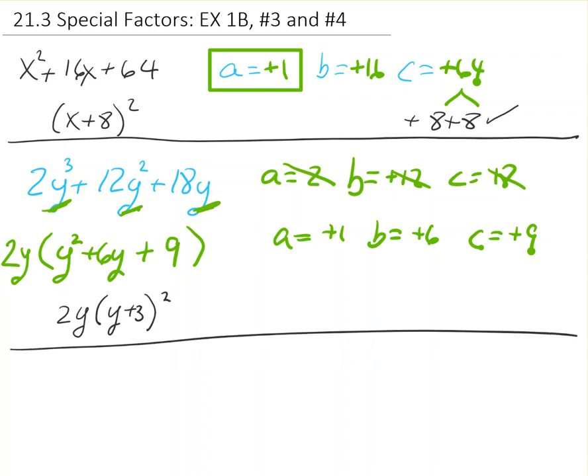All right, last example, which is example 4. If you'll do me a favor, put me on pause. z squared minus 20z plus 1. Go ahead and give it a try and come back to the video and see if you got it right.